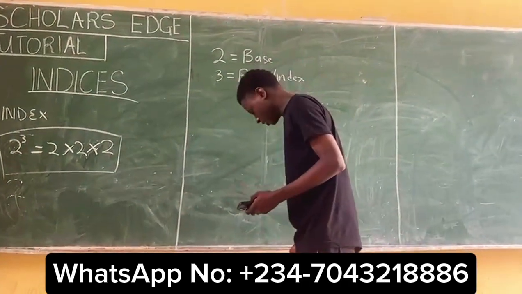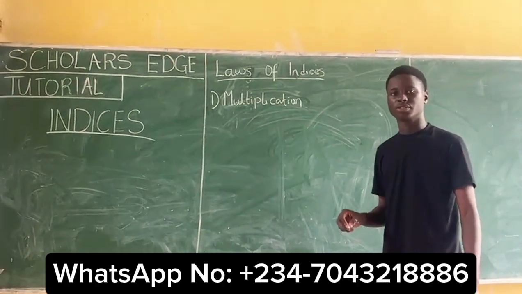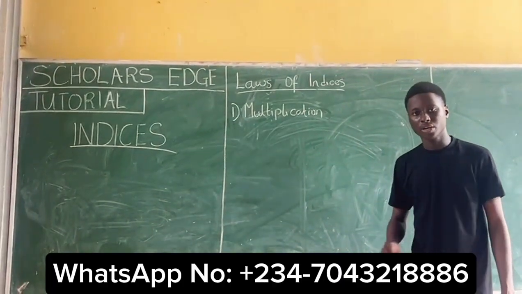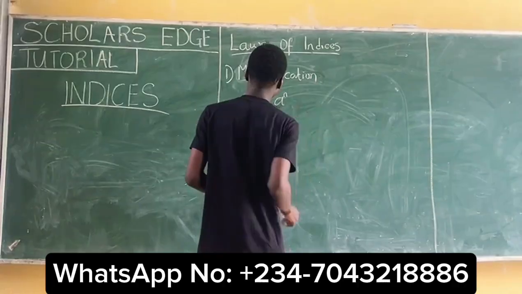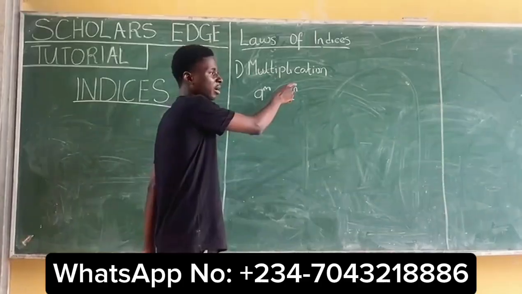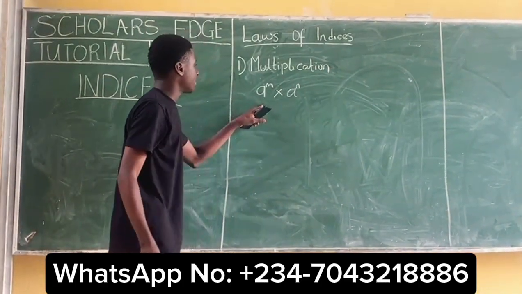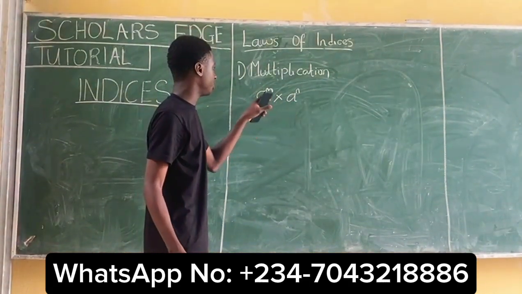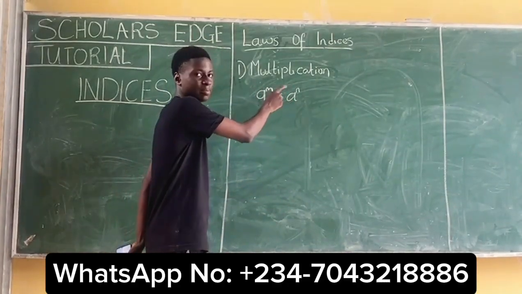Now let's look at the laws of indices. The first law is the multiplication law of indices. Assuming we have a to the power of m multiplying a to the power of n, how do we solve such? The bases are the same, you can see a is here, a is here. The fact that the bases are the same, you add the powers.